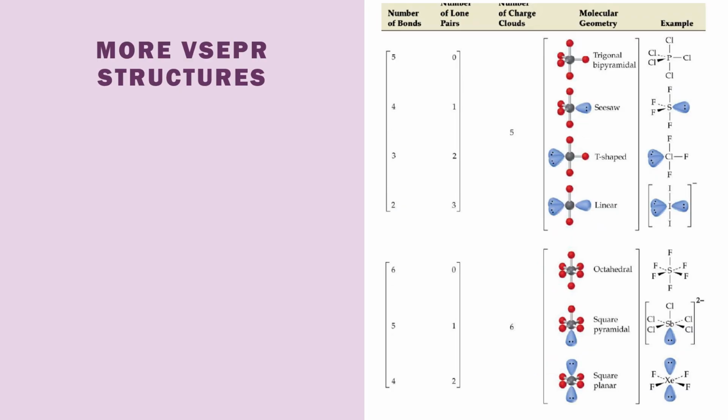Now we also have five electron domains and six electron domains. If there are five electron domains, the base structure would be trigonal bipyramidal. And these other ones are also considered trigonal bipyramidal in terms of their electrons, but they have different names based on the number of lone pairs. If there's one lone pair, we call that a seesaw. If there's two lone pairs, it's T-shaped. And if there's three lone pairs, it's down to linear.